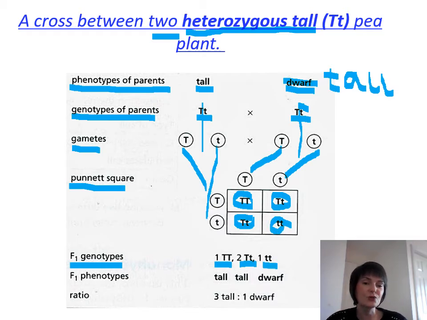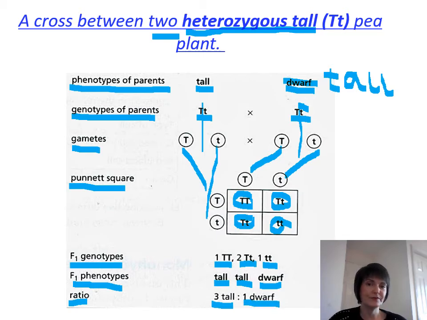Okay, so for the F1 phenotypes, we have got a tall one, and another two tall ones, and one dwarf. So the ratio there would be 3 tall pea plants to 1 dwarf. Okay, that makes sense, hopefully.